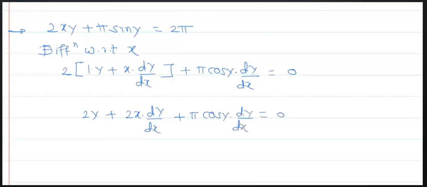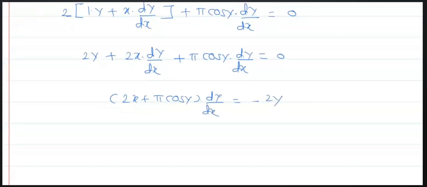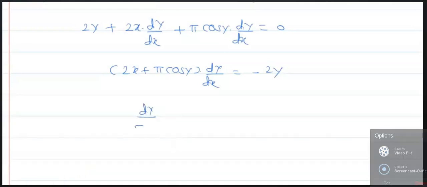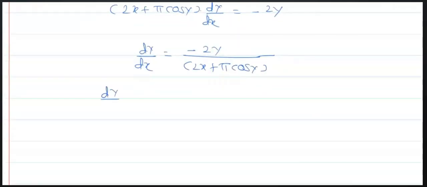Therefore 2y plus 2x into dy by dx plus pi cos of y into dy by dx is equal to 0. Take dy by dx as common, then in the bracket you will get 2x plus pi cos y, into dy by dx is equal to minus 2y, and hence dy by dx is equal to minus 2y upon 2x plus pi cos y.